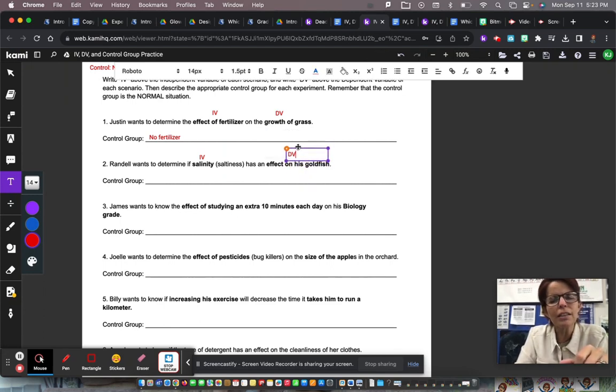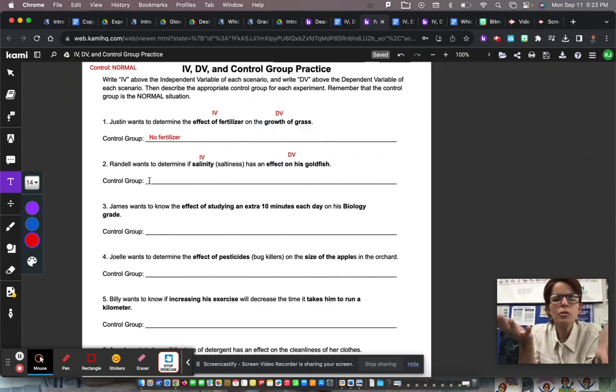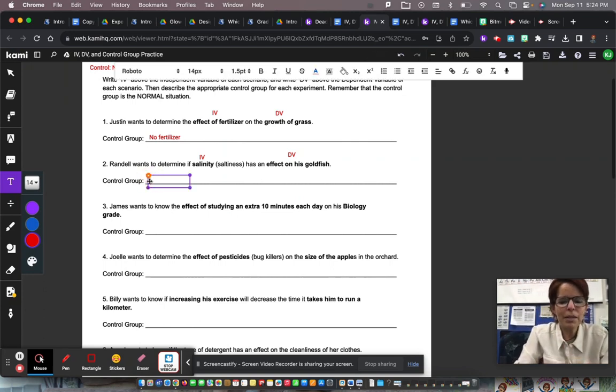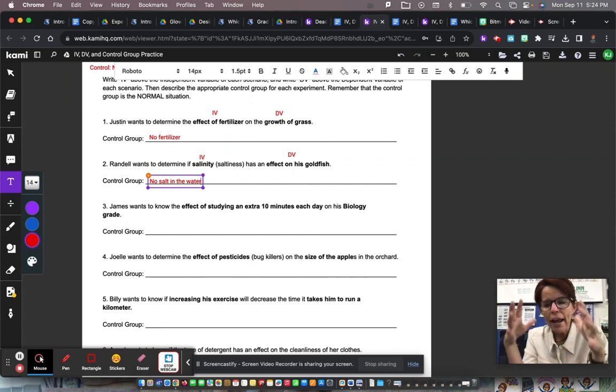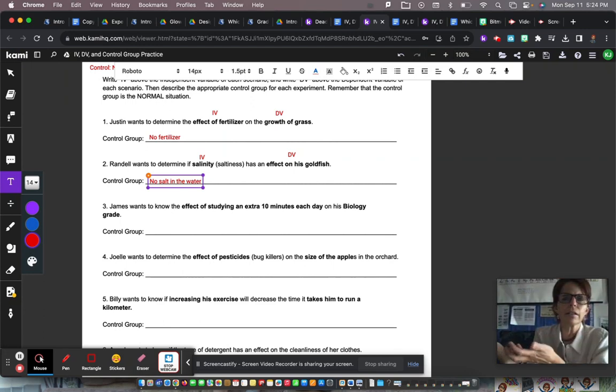All right, so then what would the control group be? What's the normal situation for goldfish? Well, goldfish are a freshwater fish. They don't normally live in the ocean. So that would be no salt in the water. That's the normal situation. So Randall is going to have normal fresh water for his goldfish, and he's going to see how well the goldfish do. And then he's going to start adding salt and see how well the goldfish do. The control group is the no salt, so he can compare the guys that are swimming in no salt to the ones that are swimming in salty water to see how they do.